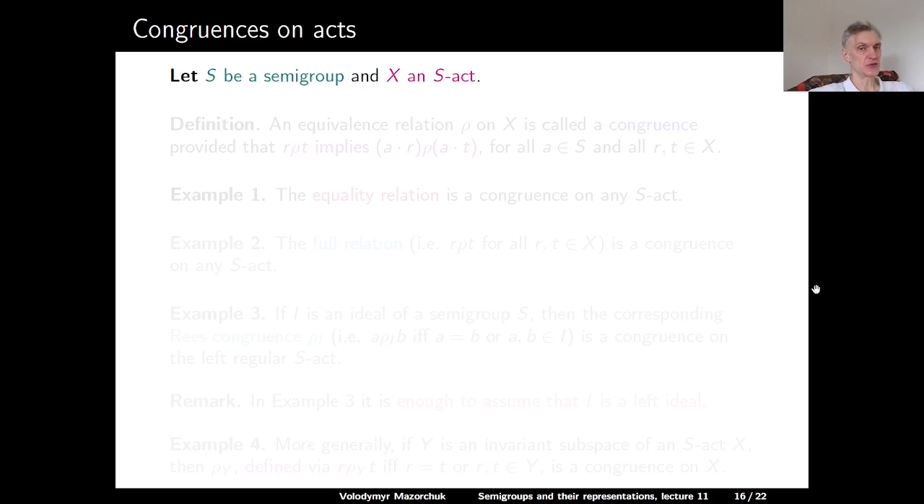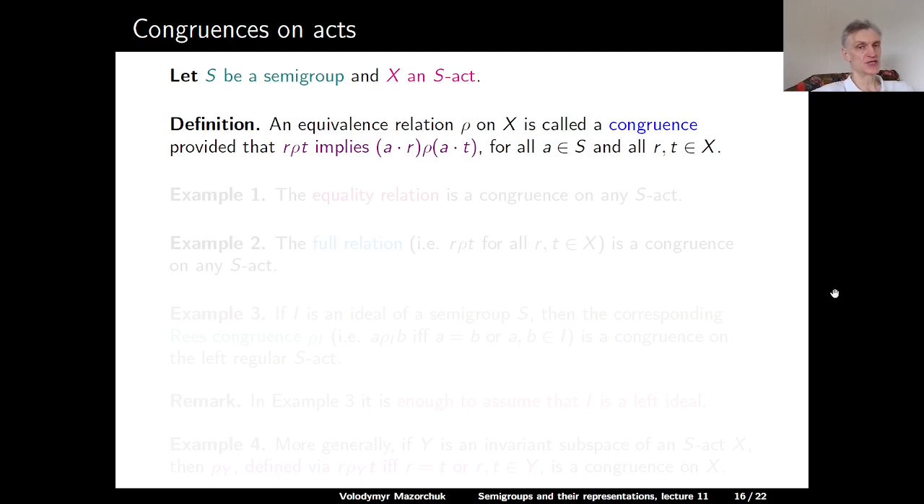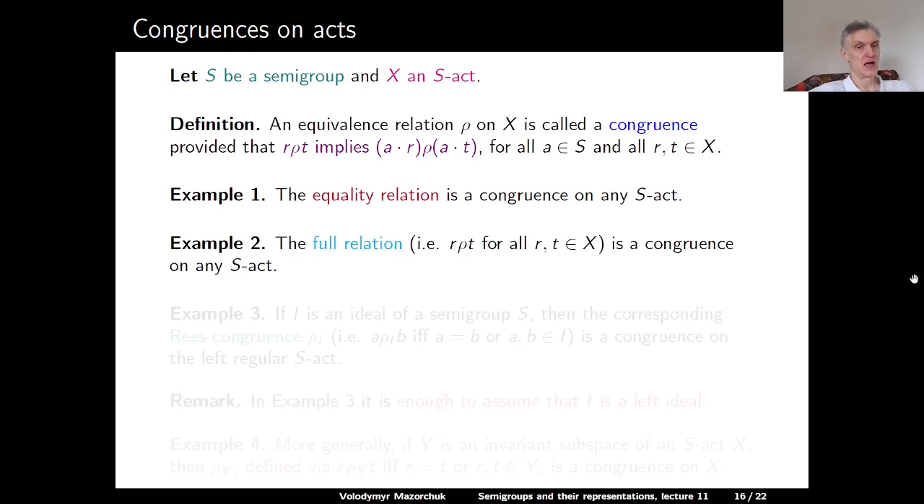So let S be a semigroup and X an S-act. Definition: an equivalence relation ρ on X is called a congruence, provided that the fact that two elements r and t are ρ-equivalent implies that a·r and a·t are also ρ-equivalent. So in other words, ρ is stable under the action of S. So for example, the equality relation is a congruence on any S-act, or the full relation, so the relation where everything is equivalent, that is also a congruence on any S-act.